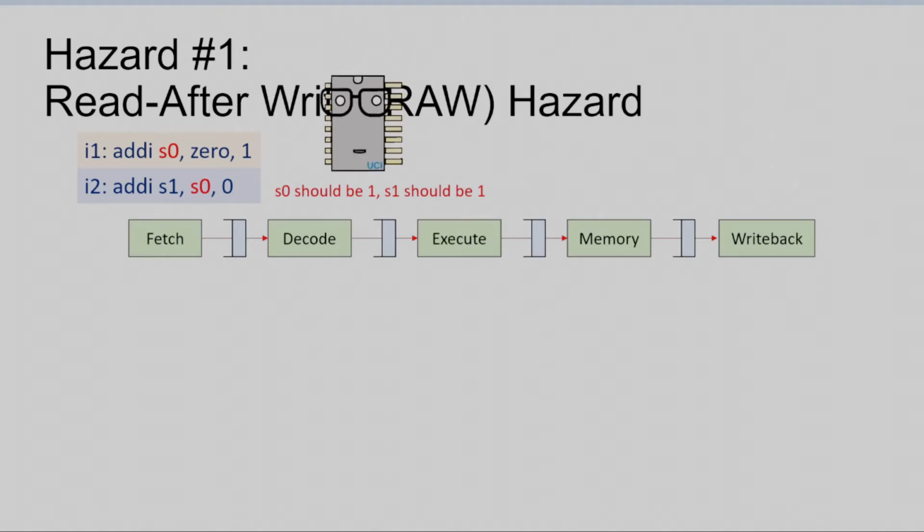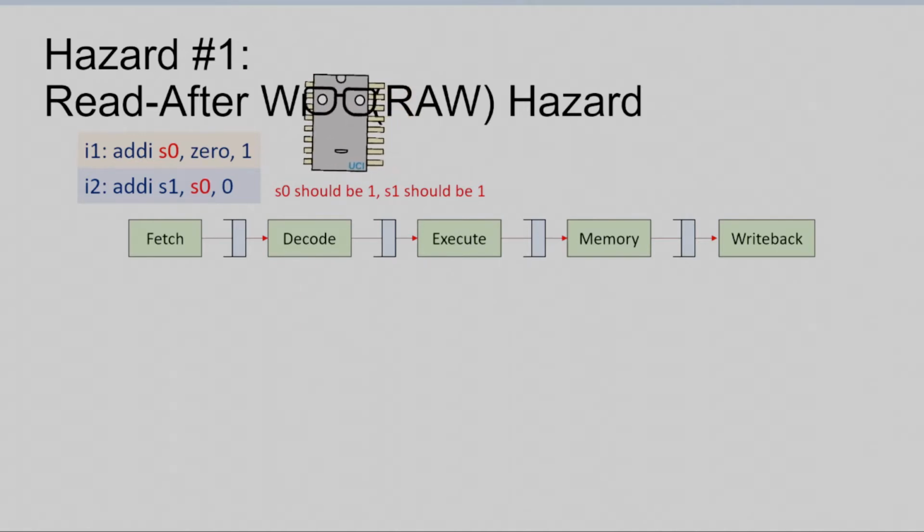And instruction 2 does the same. It's another add immediate instruction, but it adds S0 and 0. So at the end of instruction 2, what we should have is basically moving the value of S0 to S1. So after these two instructions finish, we expect S0 to hold 1 and S1 to also hold 1.